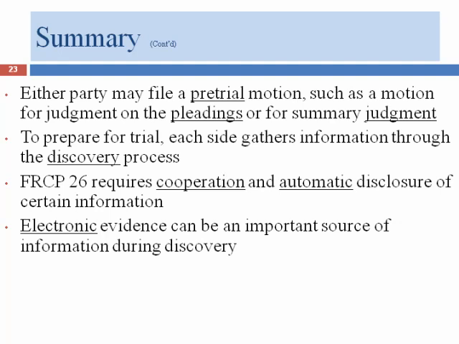Either party may file a pretrial motion, such as a motion for judgment on the pleadings or for summary judgment. But either party can, but most of the time it's going to be the defendant. There are lots of other motions that can and are routinely filed, but these are two examples of big, important motions. To prepare for trial, each party gathers information through the discovery process. Federal Rule of Civil Procedures require cooperation and automatic disclosure of certain information. Electronic evidence can be an important source of information during discovery.